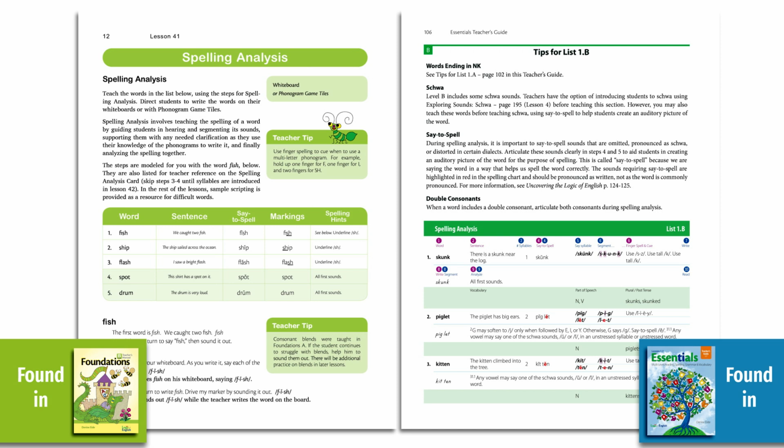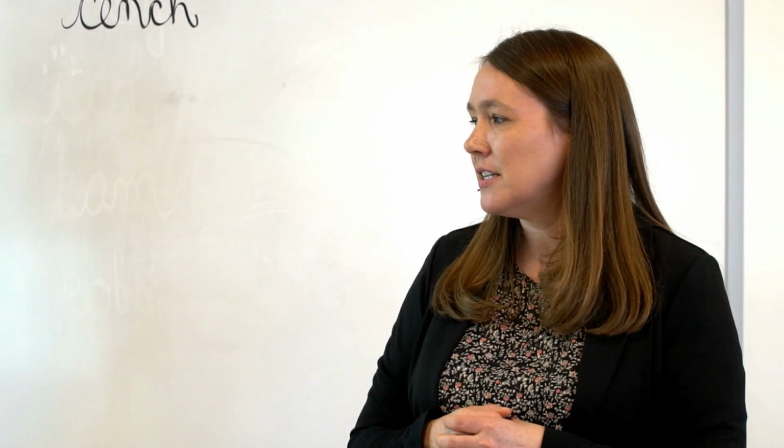Essentials has a more in-depth spelling analysis list. So you'll see the word and the sentence. You'll see the number of syllables. Again, we'll explain how to use that, how to say to spell it, and then it will actually segment every syllable for you, because we found some teachers were struggling with segmenting words clearly. So we provided that for Essentials teachers.